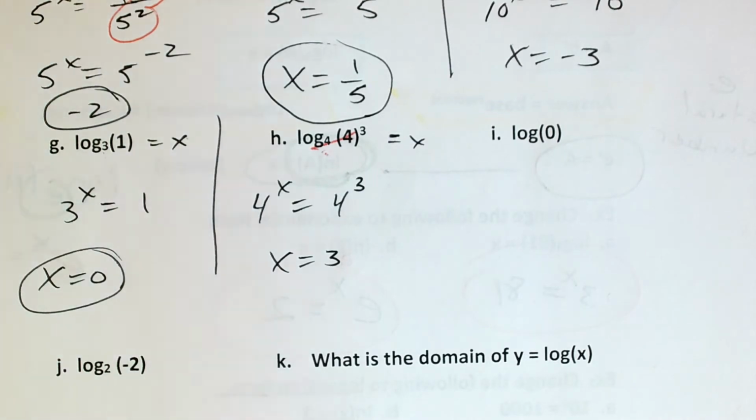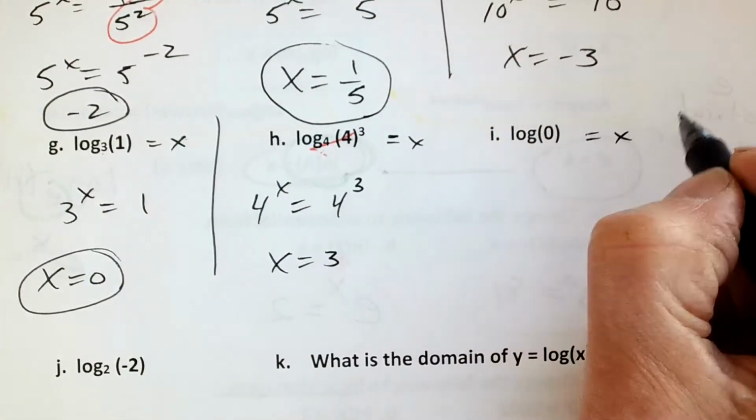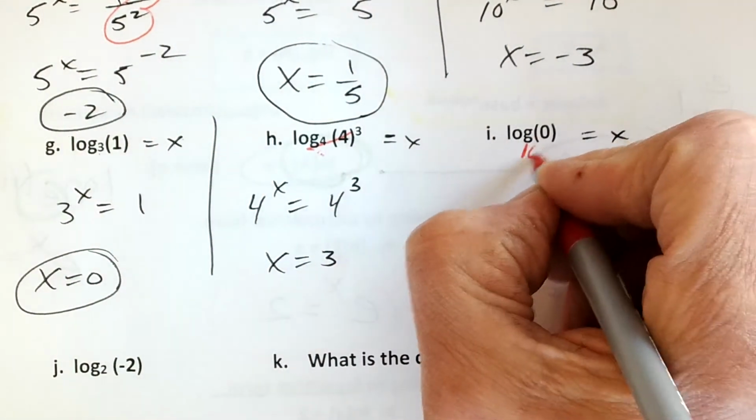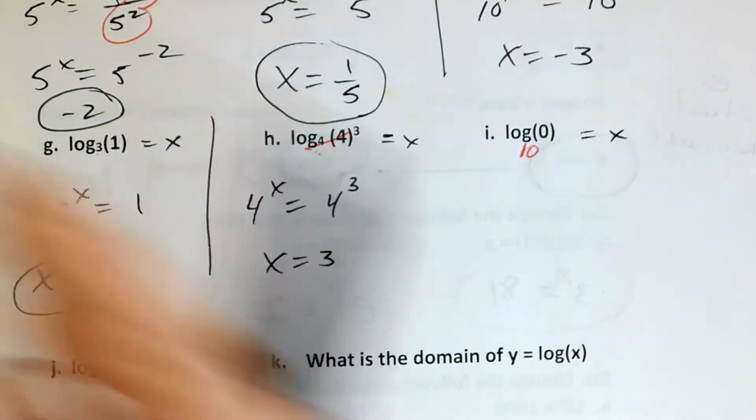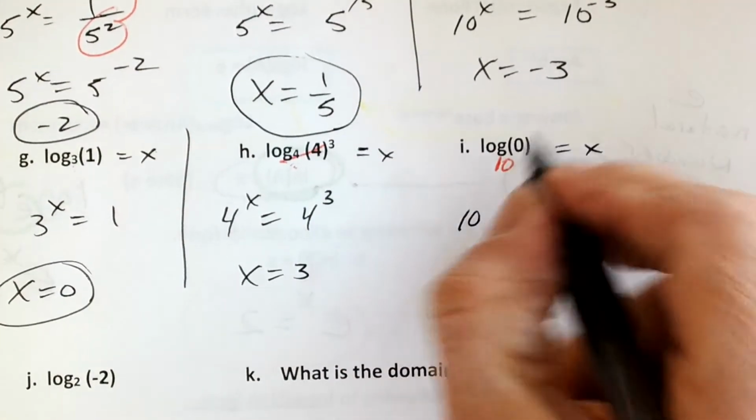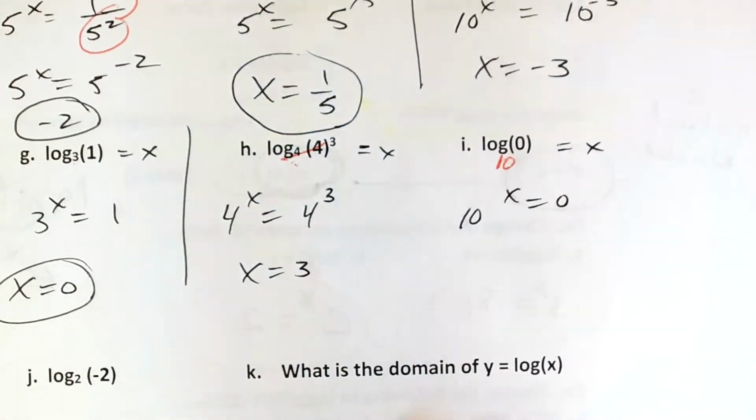Log of 0. Right. Okay, what's the invisible base? 10. You guys agree? Invisible base is 10. I'm going to go 10 to the power of x equals 0.